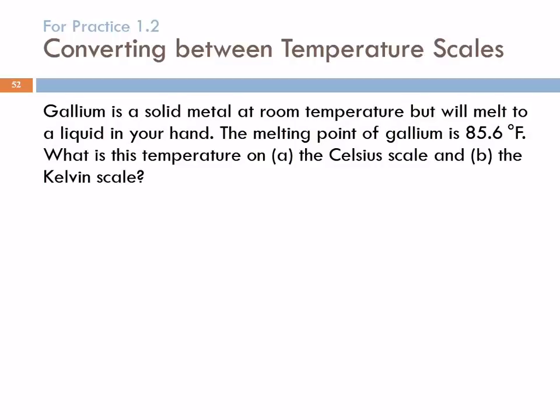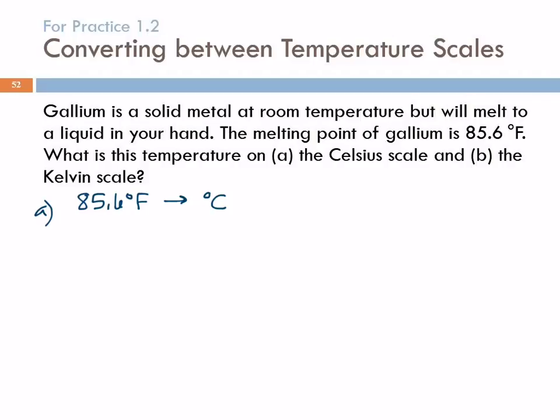Let's do an example. Gallium is a really cool element. It's a solid at room temperature, but it will actually melt in your hand. So the melting point is 85.6 degrees Fahrenheit, and the question is asking, what is this temperature on the Celsius scale? And then the second part is, what is the temperature on the Kelvin scale? So we're given a temperature in degrees Fahrenheit, and we're asked to convert to Celsius. So for A, we're going from 85.6 degrees Fahrenheit, we're converting to degrees Celsius.